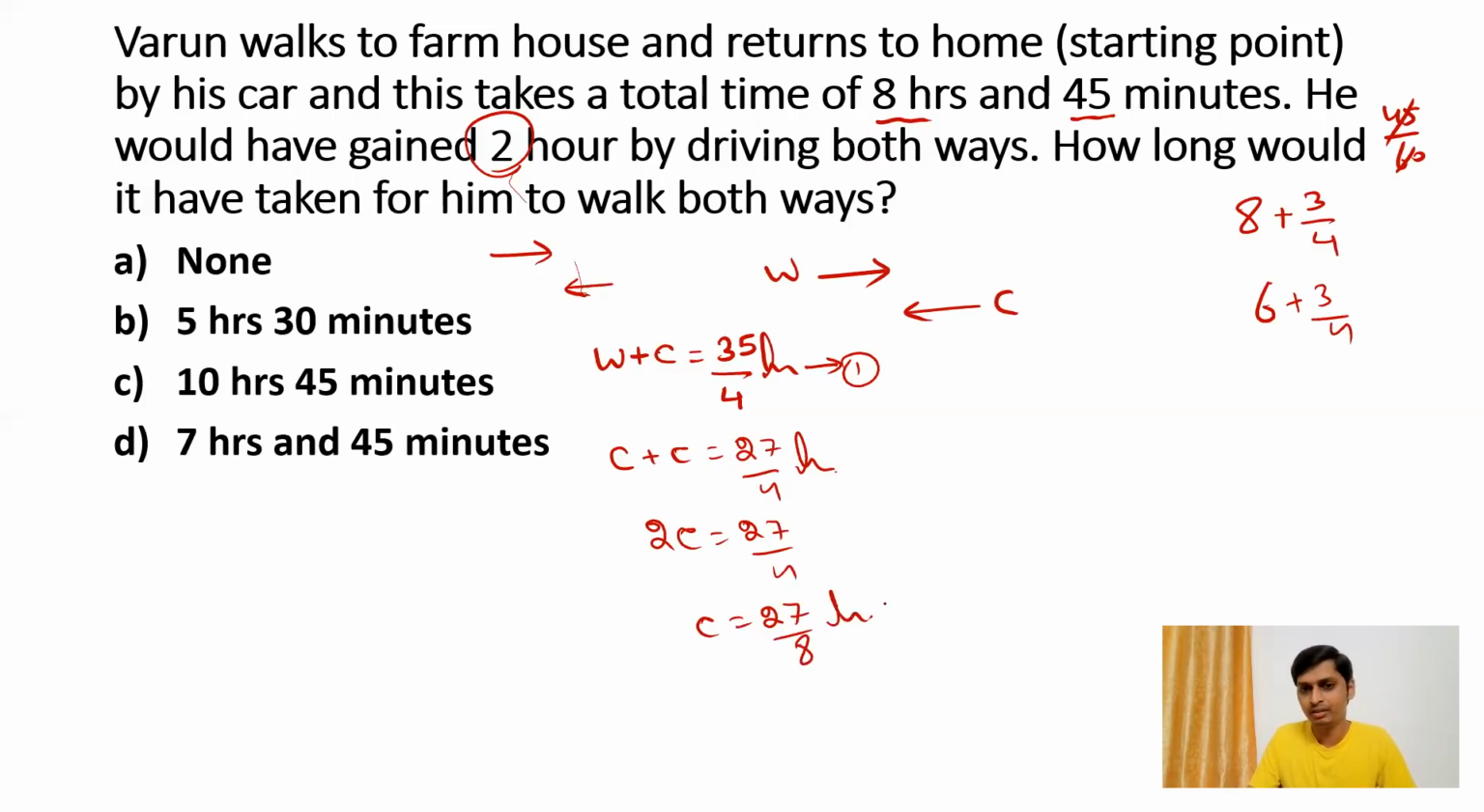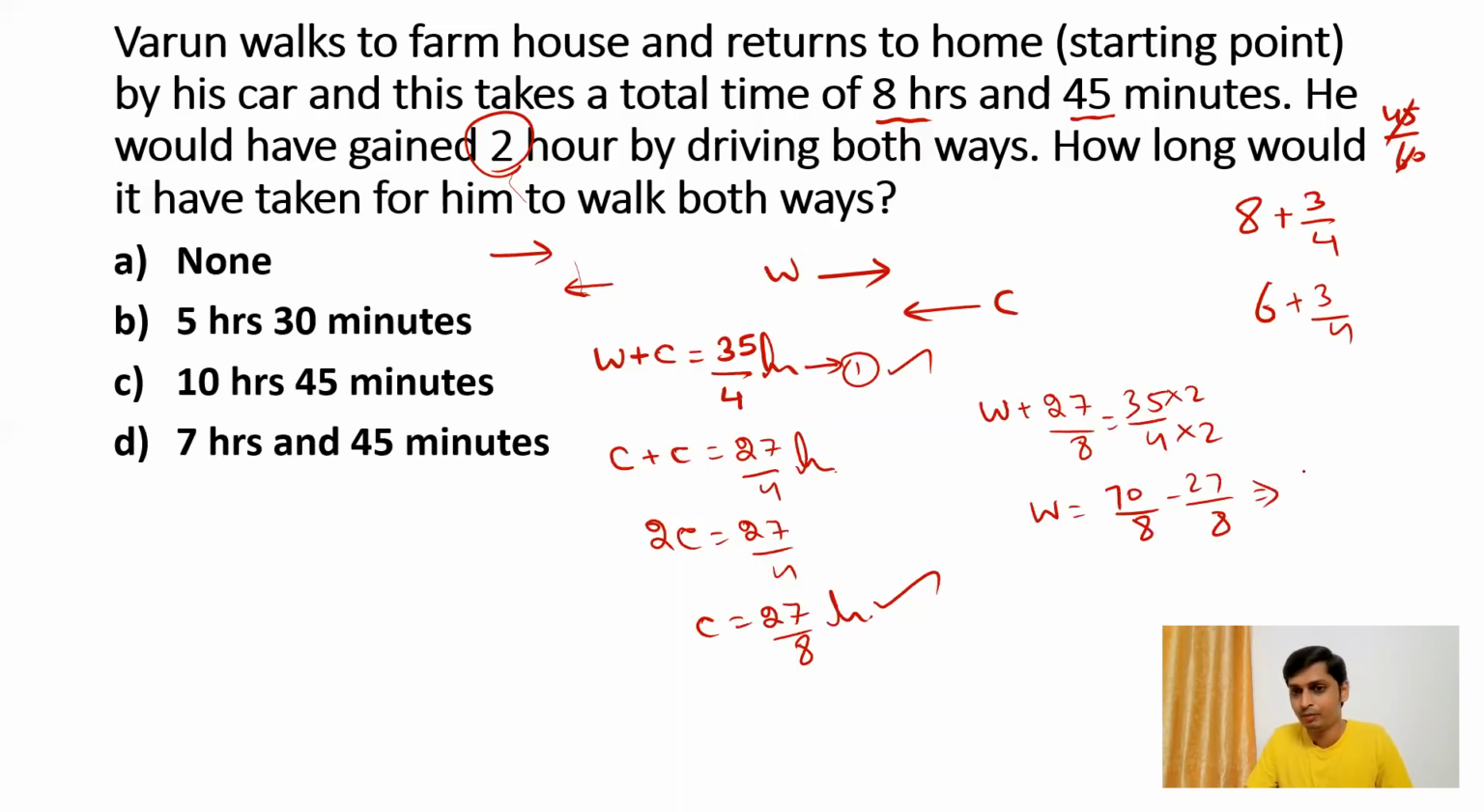Okay, now you can substitute this value in equation number 1, right? So W plus 27 by 8 equal to 35 by 4. I can multiply both numerator and denominator by 2 so that it's easy for me to subtract, right? So W equal to 70 by 8 minus 27 by 8. If I solve it, I get 43 by 8 hours. So you get W equal to 43 by 8 hours.